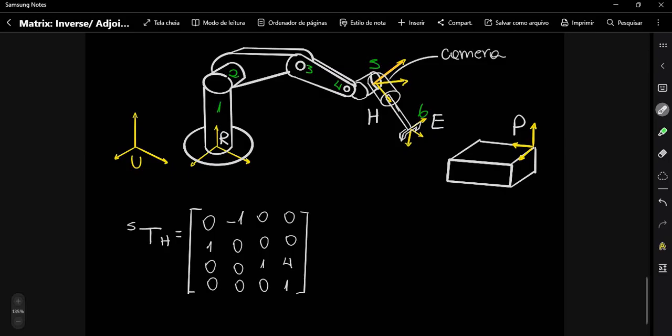And the other transformation is the transformation of the end effector in relation to the hand of the robot. So it is the transformation of the frame E in relation to the frame H. So again, the frame H has turned into a reference for the frame E. And the entries of its matrix are 1, 0, 0, 0.